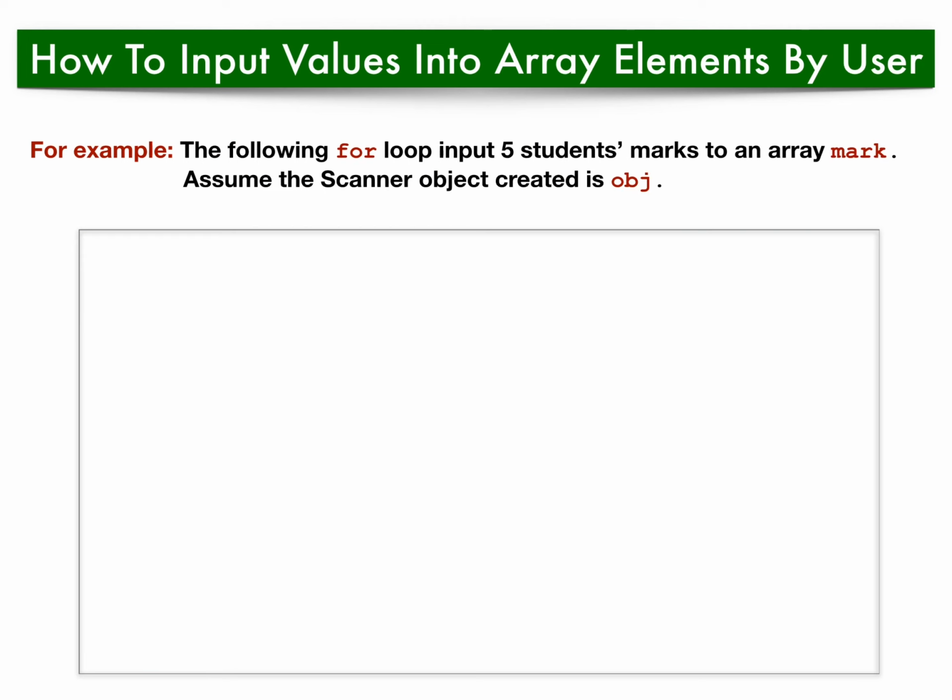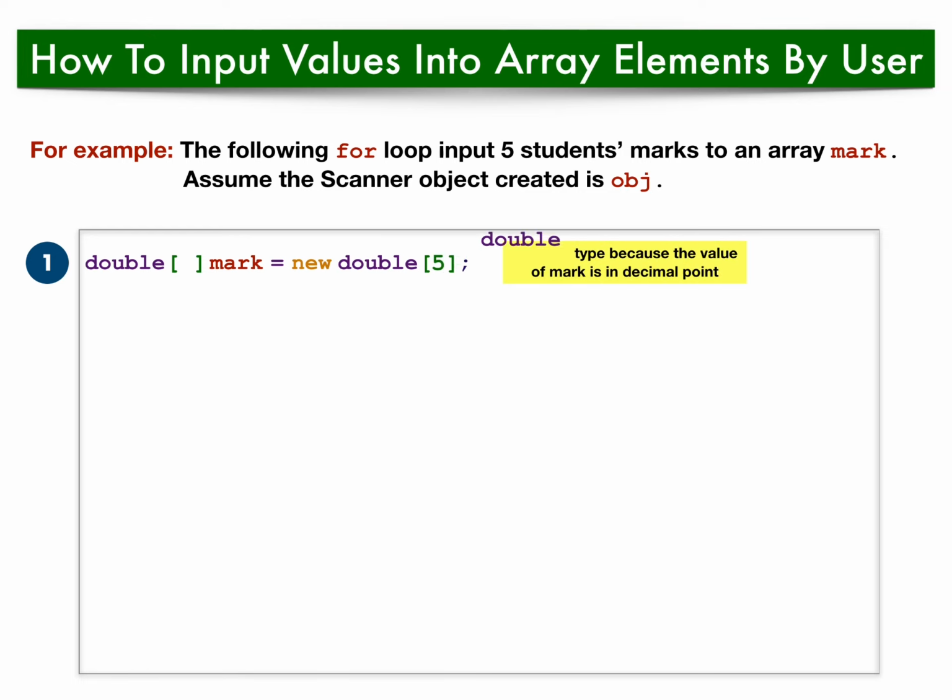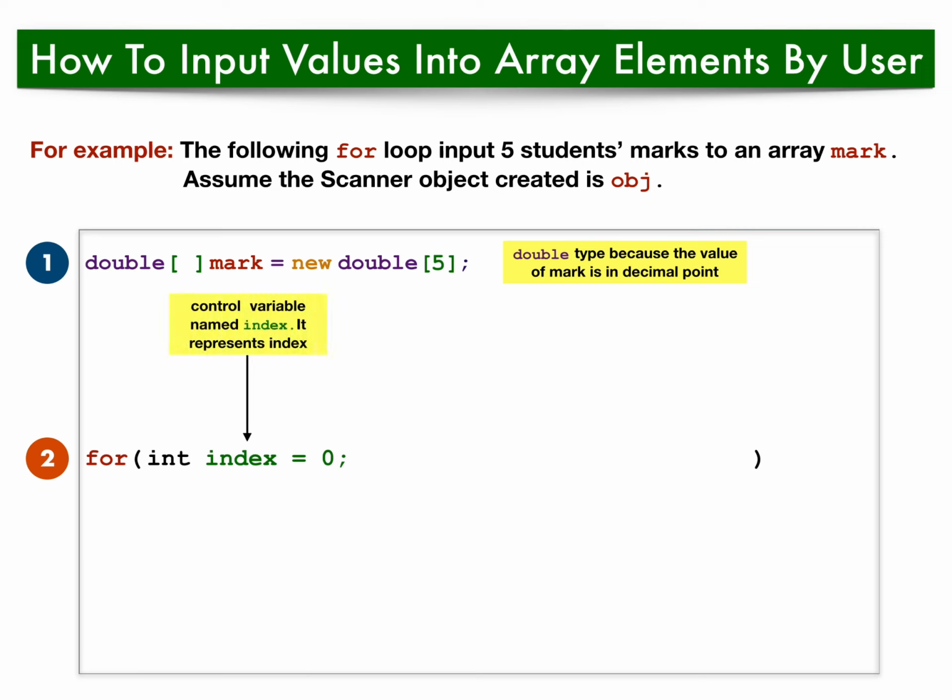Here are the steps. First, you have to declare an array named mark. Create an array of 5 elements that hold double values since the marks are in decimal points. Second is to use a for loop. The first structure is initialization. Before you initialize, you have to name the control variable. I name it as index. You can name it anything as long as it is a valid identifier.